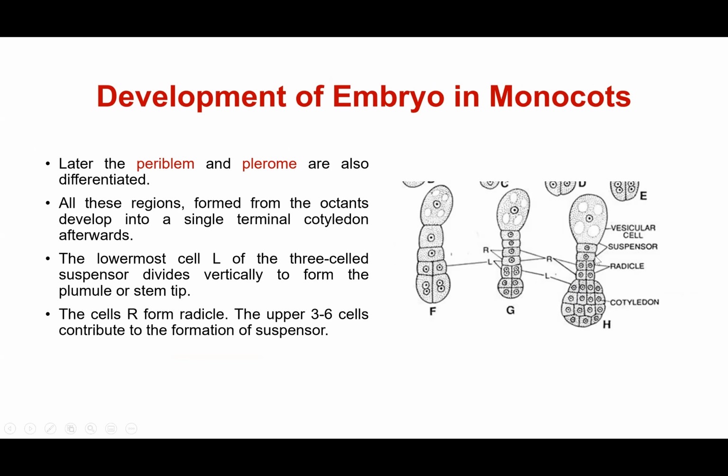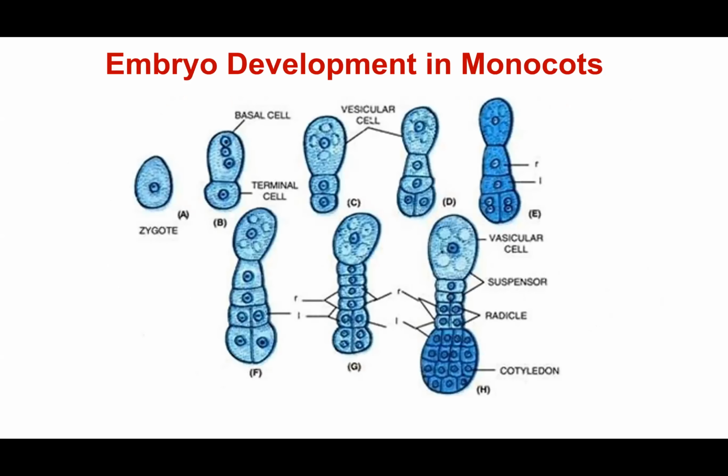Then above this, you have 2 cells which are the L cell and the R cell. The L cell will divide to form the stem tip or your plumule. The R cell will divide to form the radicle or root tip. And the cells present above R will act as suspensor cells. The uppermost cell will act as a vesicular cell. It will also help in the absorption of nutrients for the developing embryo, just like how your haustorium was acting in your dicotyledonous plants. Okay, so when we look at the entire embryo development, it looks something like this.